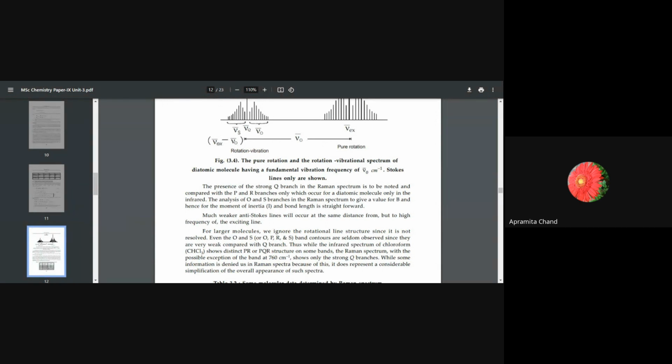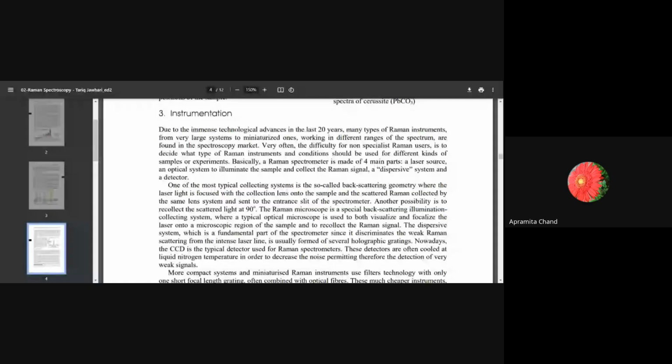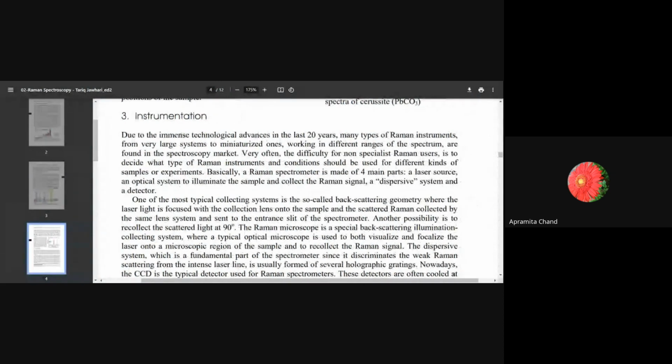So we will go back to our instrumentation now and see what kind of instruments are being used. Let me share my screen for that. Like any other spectrophotometer, a Raman spectrometer is made up of four parts. You will have a source, a system that can illuminate the sample and collect the Raman signal, a dispersive system, and of course a detector.